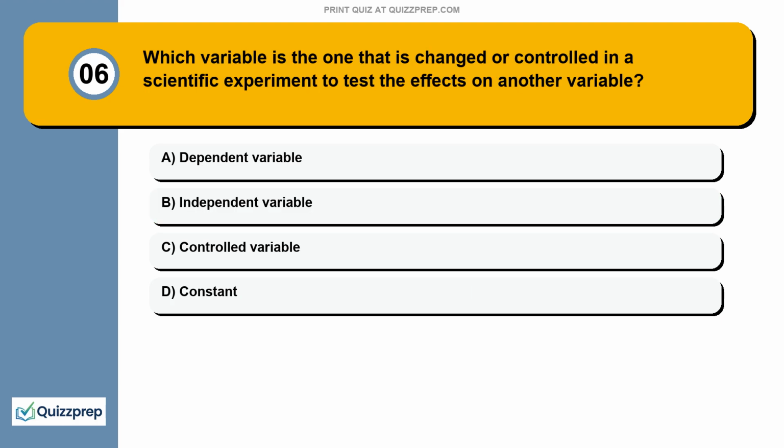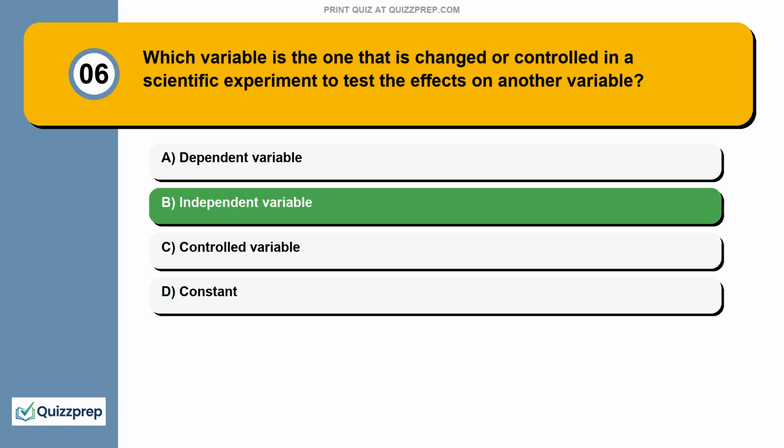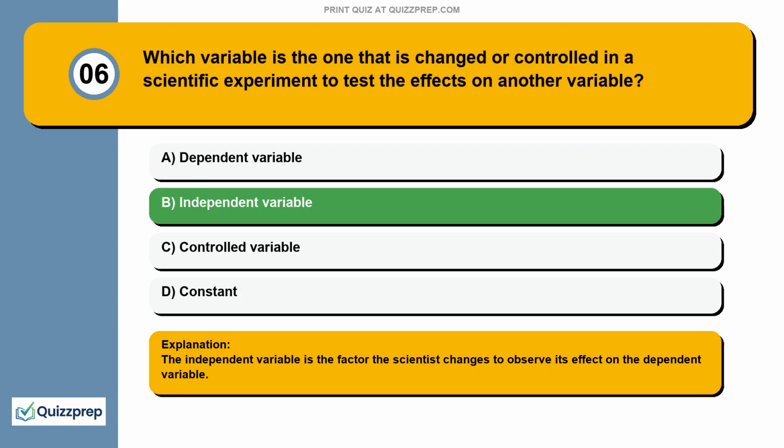Question 6. Which variable is the one that is changed or controlled in a scientific experiment to test the effects on another variable? Dependent variable, independent variable, controlled variable, constant. The independent variable is the factor the scientist changes to observe its effect on the dependent variable.